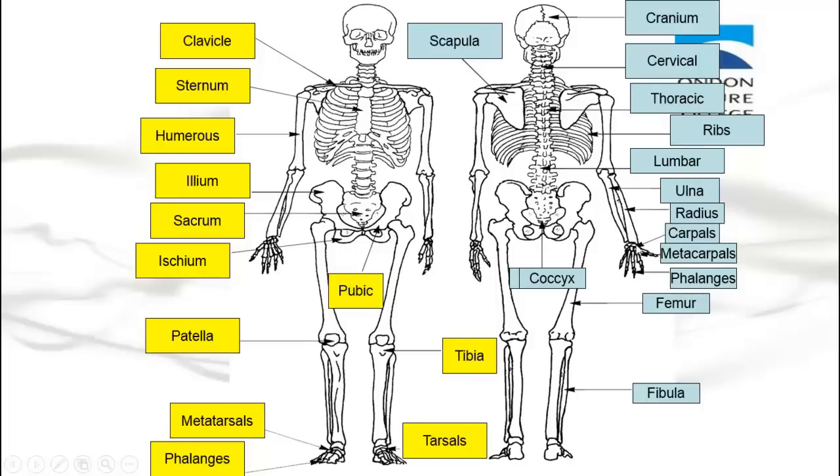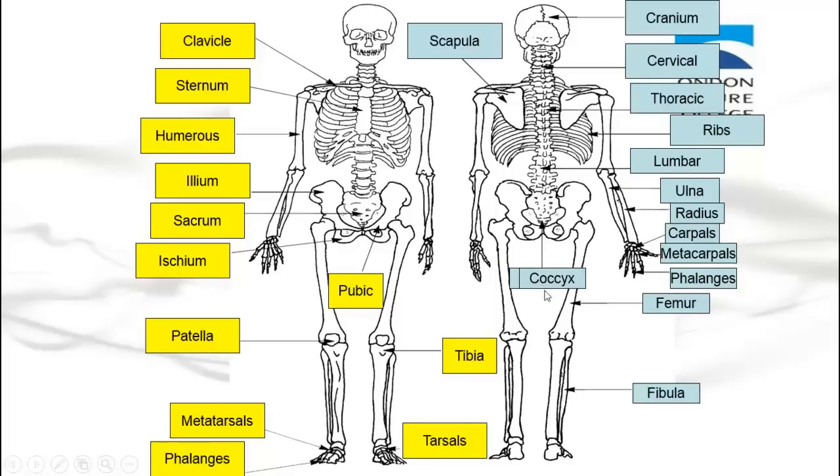Then you have your carpals, which are your wrist bones. So I normally think of driving a car as my way of remembering carpals. So carpals are in your wrist. Then you have your metacarpals, which are here. Then you have your phalanges, which are your fingers.